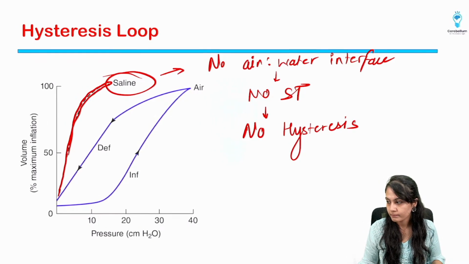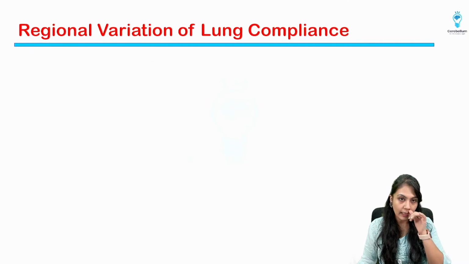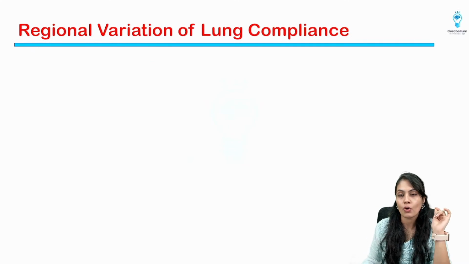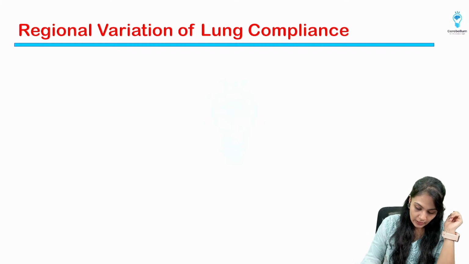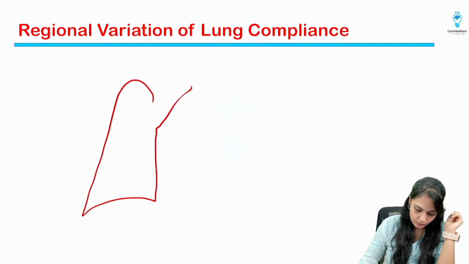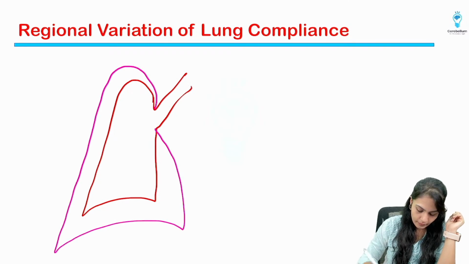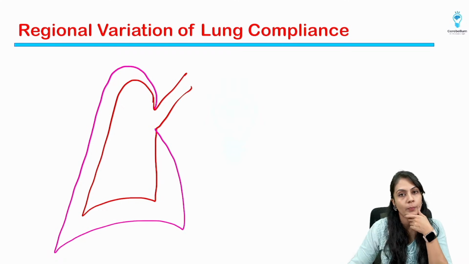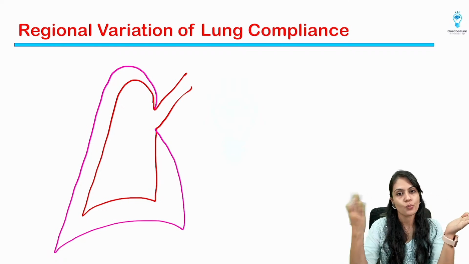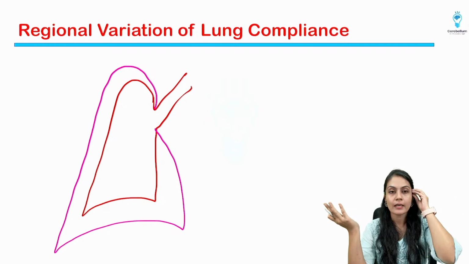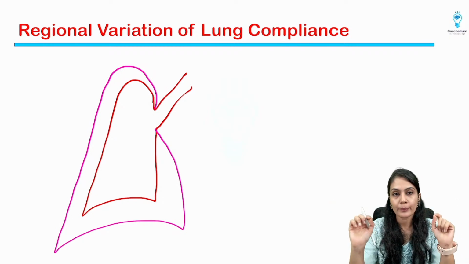Okay. Then coming to the regional variation of the lung compliance. What are the regional variations of the lung compliance? Let's see over here. Suppose this is the lung and this is the pleura, and outside it is going to be the chest wall, inside it is going to be the lung. Now understand what is going to happen.